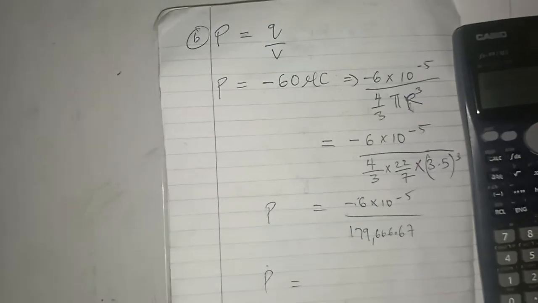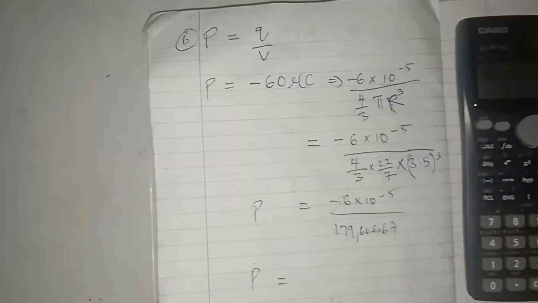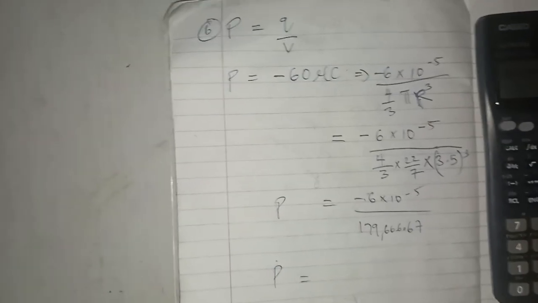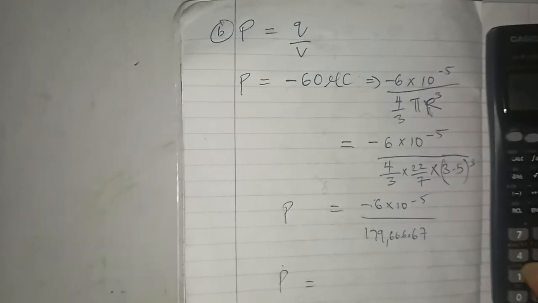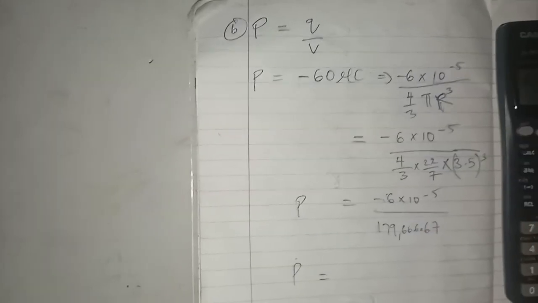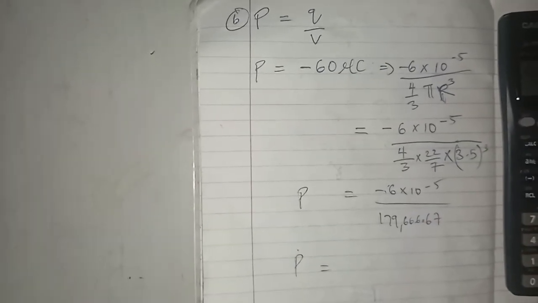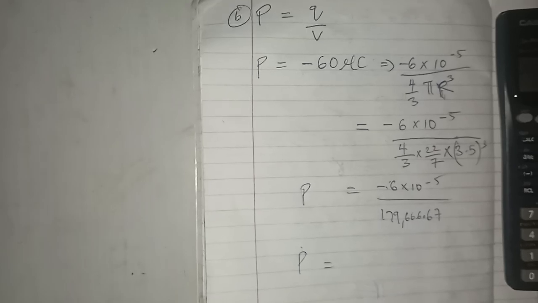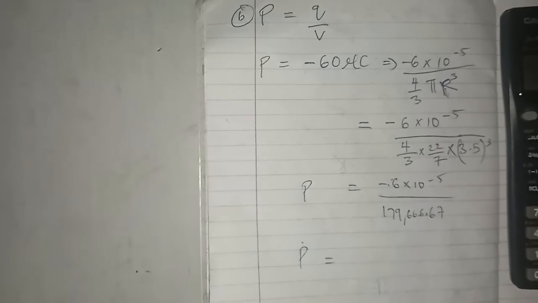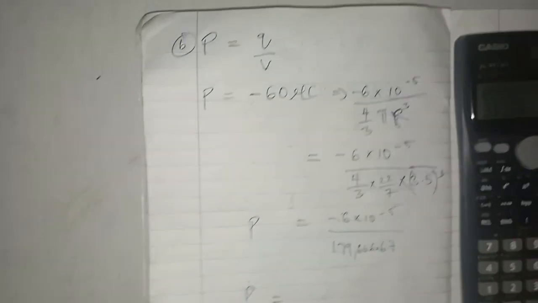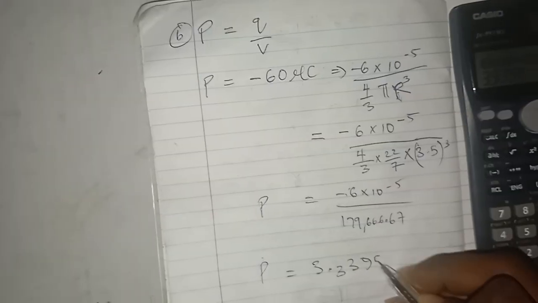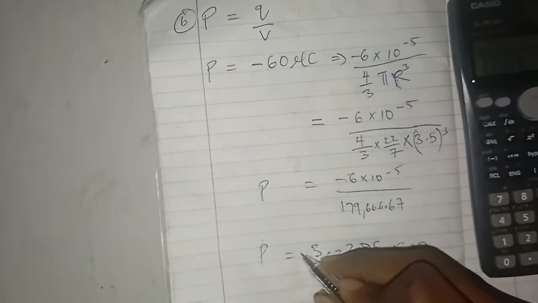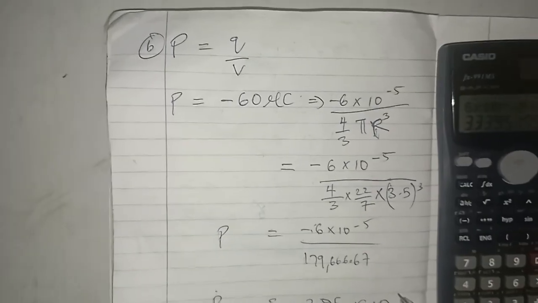So let's now do 6 times 10. I know the sign will be there because it's a negative charge. So 6 times 10 raised to power minus 5 divided by 179,666.67. Okay, so this is going to be 3.3395 times 10. Remember, it's having minus. Times 10 raised to power minus 10.